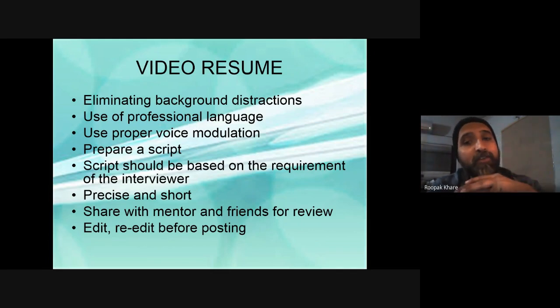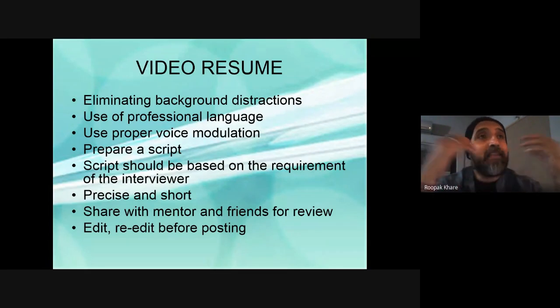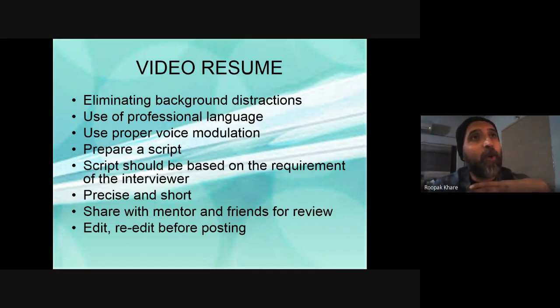Then the script should be based on the requirement of the interviewer. You should keep in mind what it is that the interviewer or the employer needs. What are the qualities that they're looking for? Your resume should contain all those qualities. Now, this also applies to a hard copy resume or a soft copy resume, not only video, but any kind of resume.